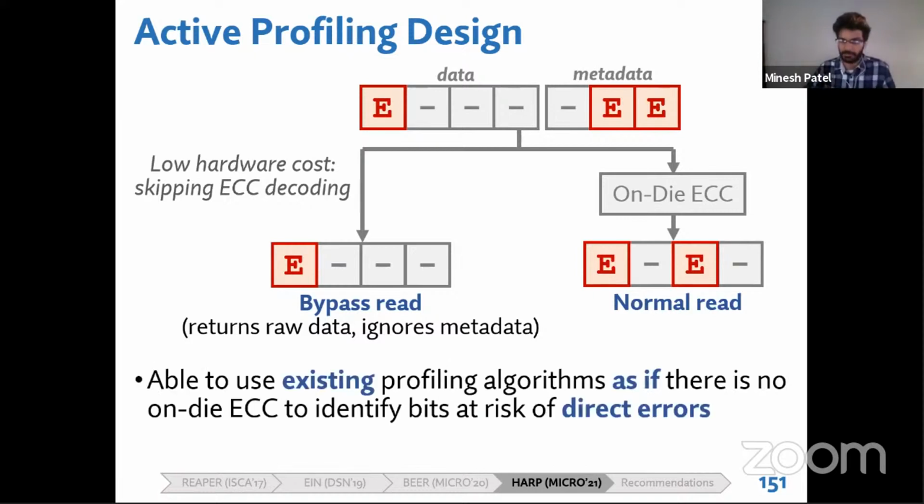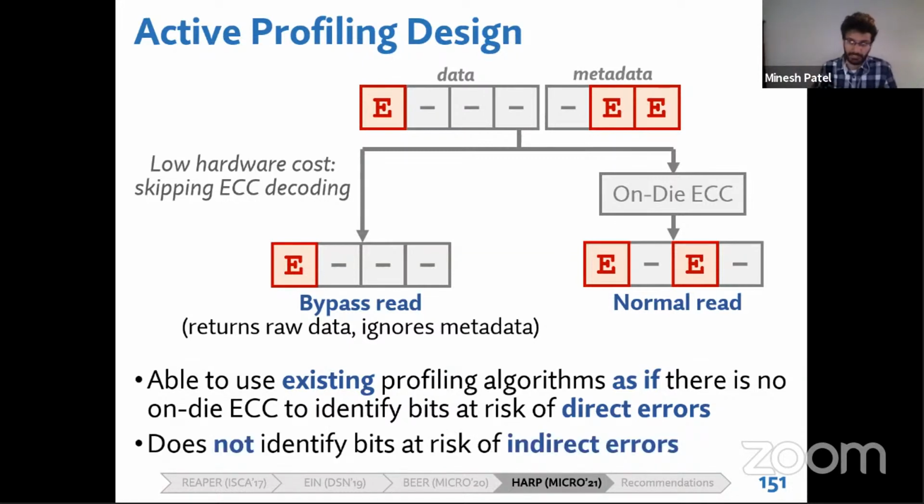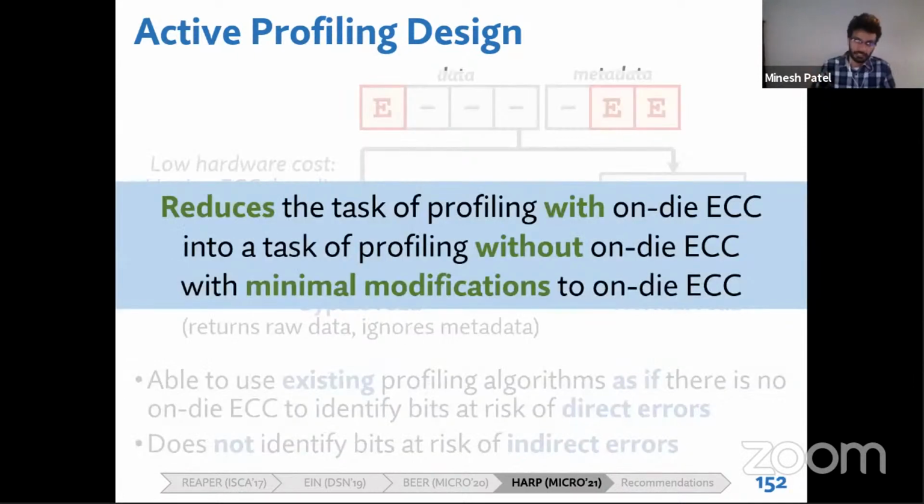Now, using this bypass path, the active profiler is able to use existing profiling algorithms as if there is no on-die ECC at all, and it can use this to very quickly and effectively identify bits that are at risk of direct errors. However, because the active profiler bypasses on-die ECC, it does not identify bits that are at risk of indirect errors, and this is a task that's left for the secondary ECC. So the key idea here is that active profiling reduces the task of profiling with on-die ECC into a task of profiling without on-die ECC with minimal modifications to the actual on-die ECC itself.